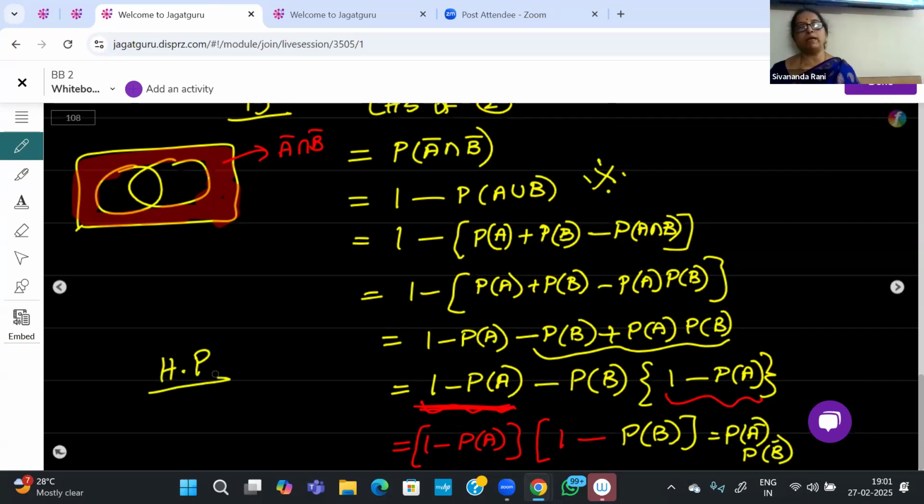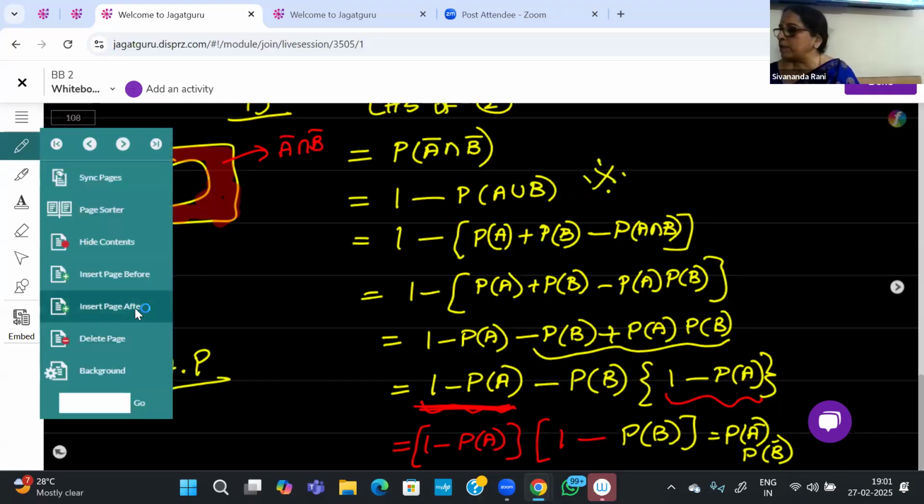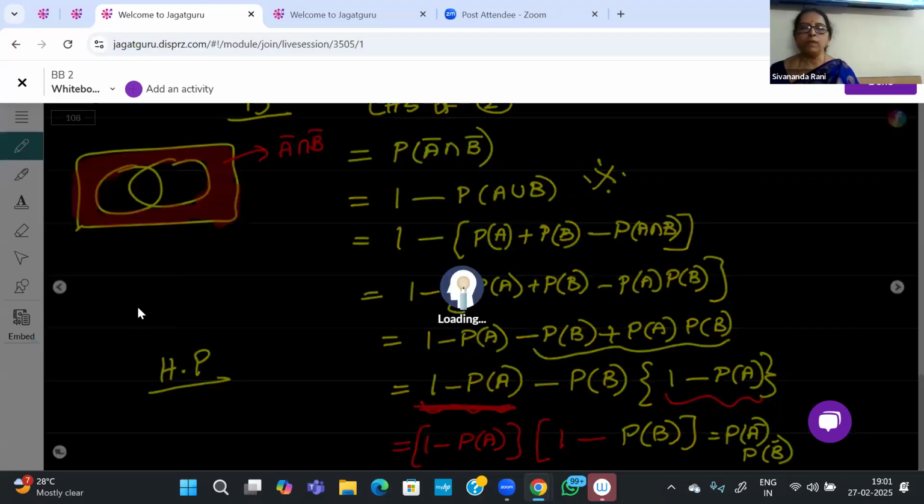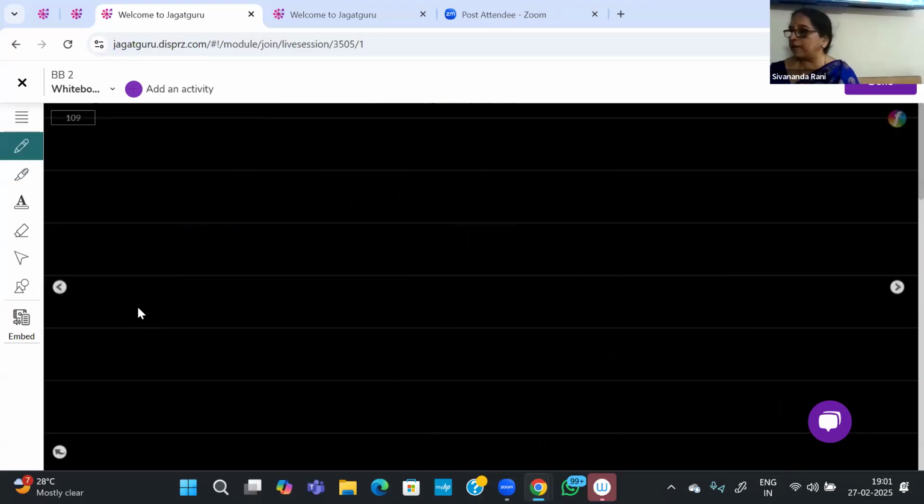Hence proved that whenever A and B are independent, the independence of A bar and B bar is also guaranteed or assured. So we have proved it authentically. We didn't make use of anything else apart from the addition theorem, which is authentic and works for every case. Hence, the proof is very much valid. So this is all about independence.